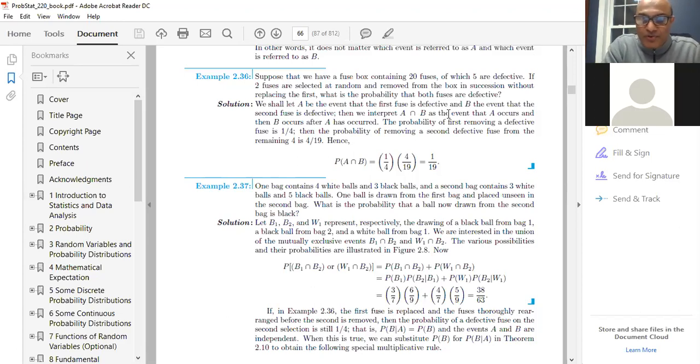One bag contains 4 white balls and 3 black balls. As I told you, 7 balls. The second bag contains 3 white balls and 5 black balls. That is equal to 8 balls.